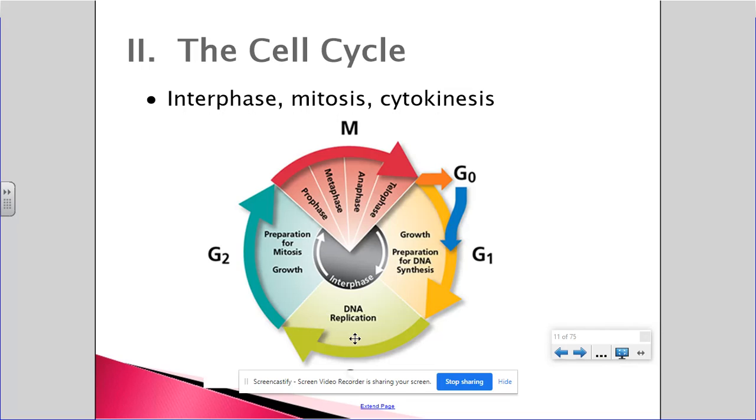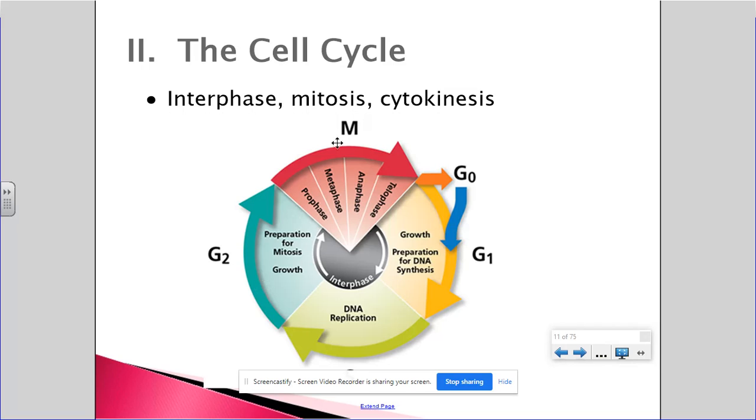During DNA replication, this is the S phase or DNA synthesis, the DNA will be replicated. This has to happen in order to make identical cells. If you don't replicate your DNA, you can't split it in half because you only have one copy of it. G2 of interphase is when the cell continues to grow and, of course, do all of its normal cell stuff, and then the cell is going to prepare for mitosis.